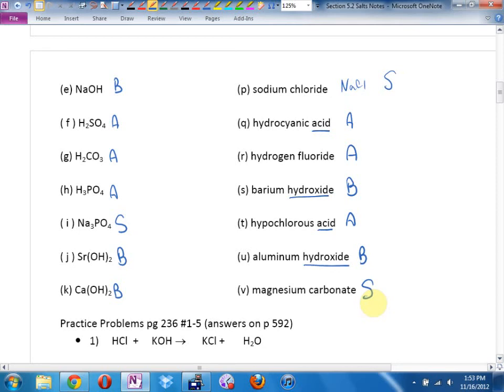Going down the first column, I got B, A, A, A, S, B, B. Going down the second column, sodium chloride threw me for a second. Oh, no, that's NaCl. It doesn't start with an H. There's no OH, so I just kind of visualized the chemical. Salt, acid, acid, base, salt. Okay.